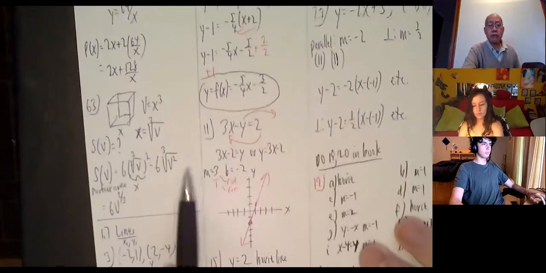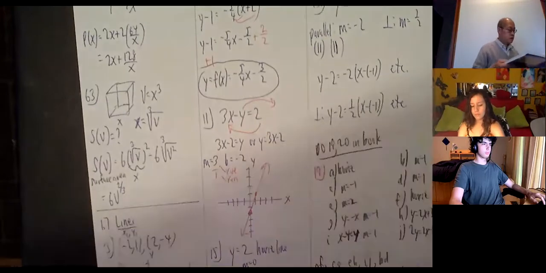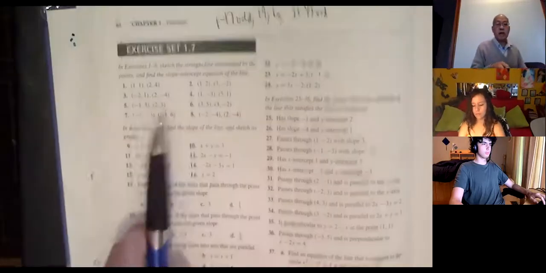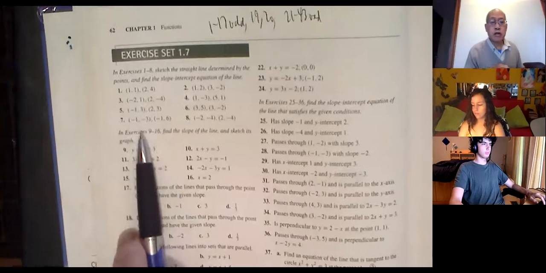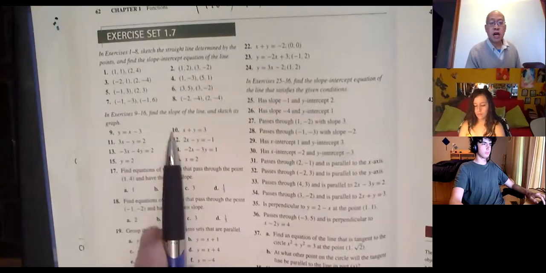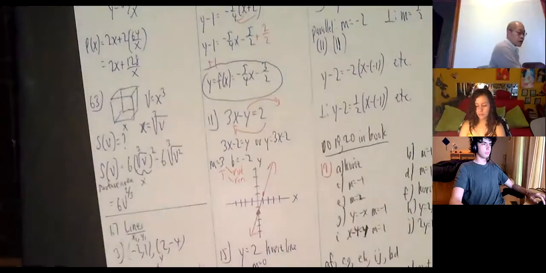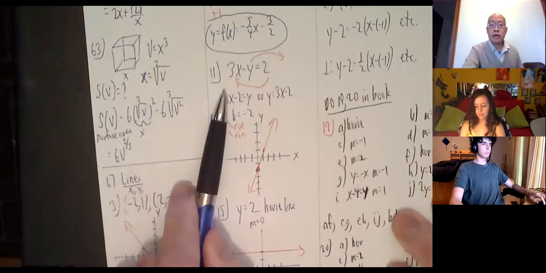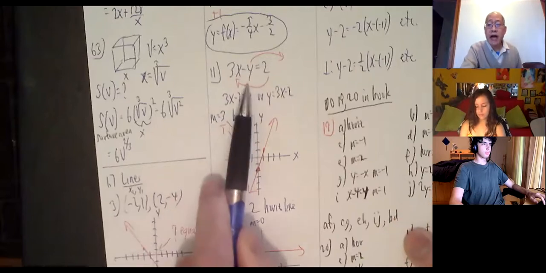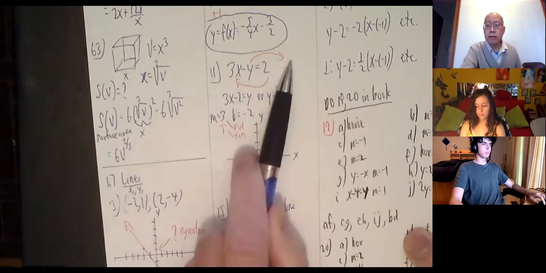All right, so you had some problems like that. That's an example. Number 11. Let me show you quickly what they want for something like 11. So 1 through 7, I showed you 1. They give you 2 points. Find the slope-intercept equation of the line. Now 9 through 15-ish, find the slope and sketch the graph. So we make it look like y equals mx plus b. So for 11, 3x minus y equals 2. If I add y to both sides and subtract 2, that's what I mean by the arrows.